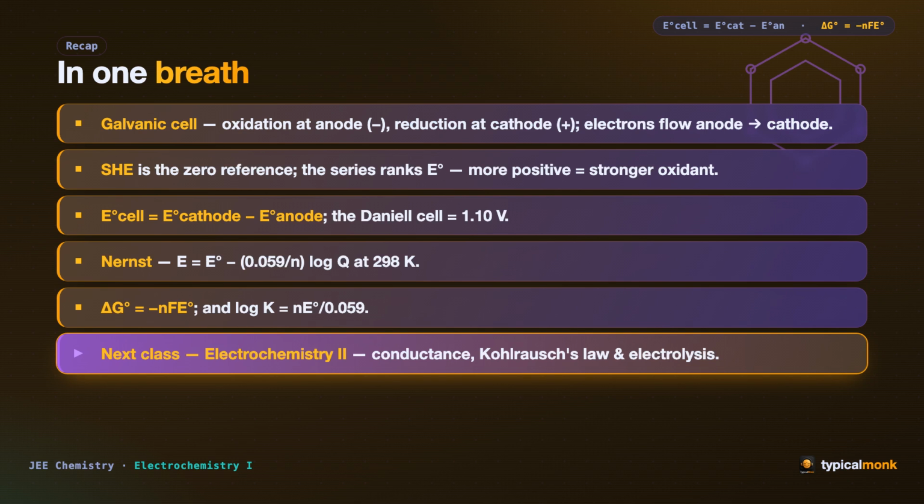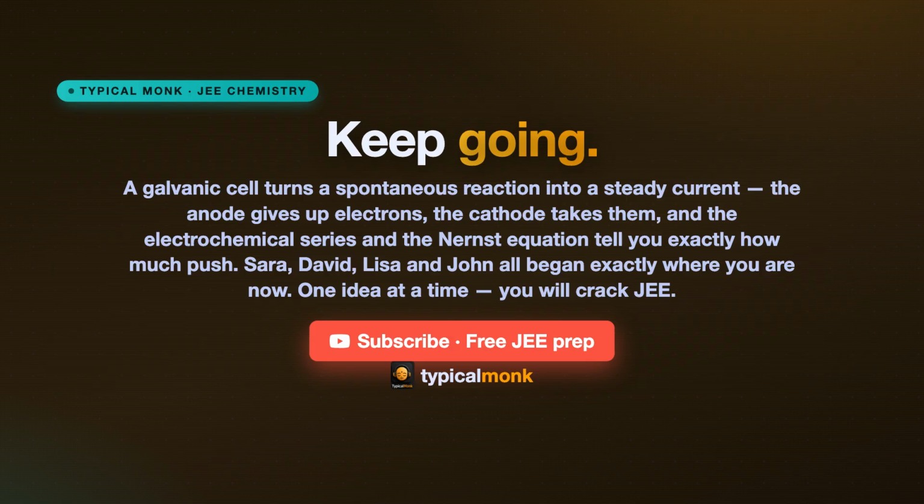Next class, Electrochemistry, Part 2, Conductance, Kohlrausch's Law, and Electrolysis. A galvanic cell turns a spontaneous reaction into a steady current. The anode gives up electrons, the cathode takes them, and the electrochemical series and the Nernst equation tell you exactly how much push.